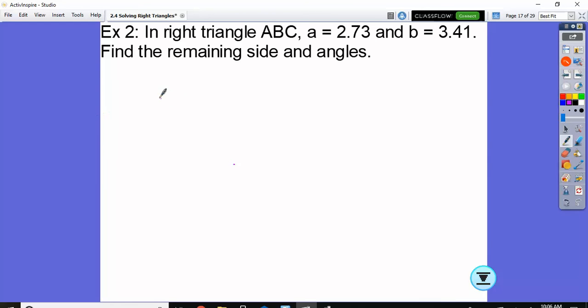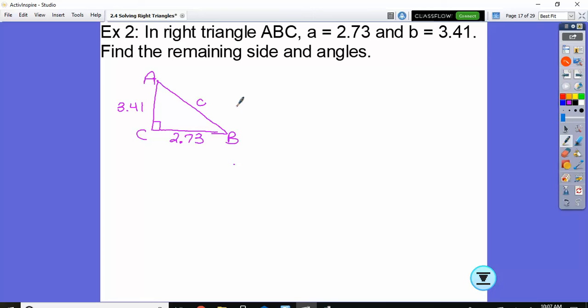So we have triangle ABC, C being the right angle. Side A would be where? Between C and B, across from angle A, which would be down here. Side B, so across from angle B. Find the remaining sides and angles. So I need side C, angle A, and angle B.